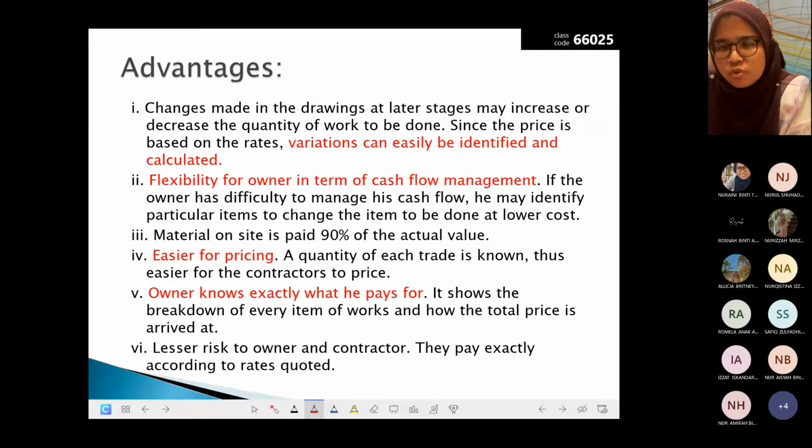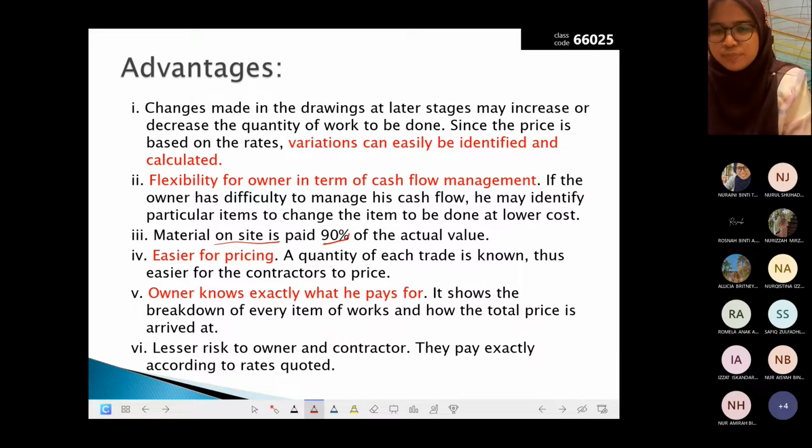Contoh masa tender kita letak simen harga 1 beg RM15. Dekat site kita beli simen 1 beg RM25. Dan nampaklah variation kat situ dan kita boleh kira terus berapa kilo simen kita guna. Then flexibility for owner in terms of cash flow management. Untuk BQ, material on site is paid up to 90%. Material sampai kat site je, brick sampai, spun pile sampai, then client boleh bayar terus dekat contractor.